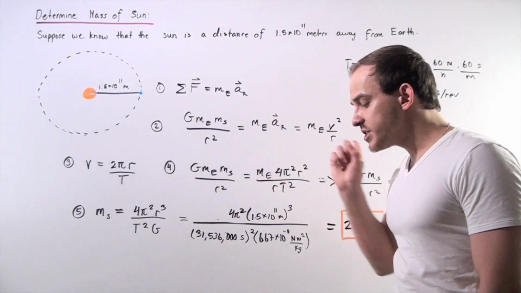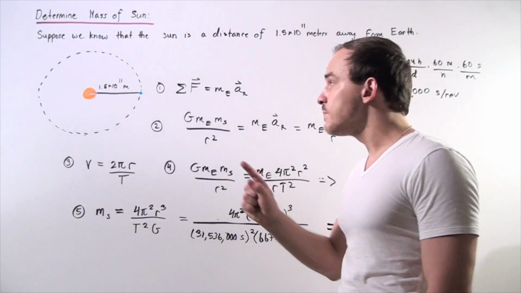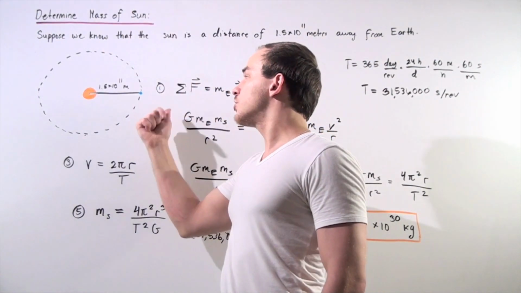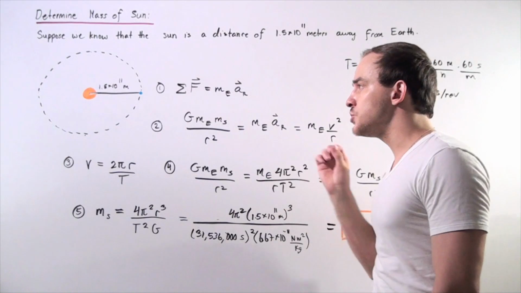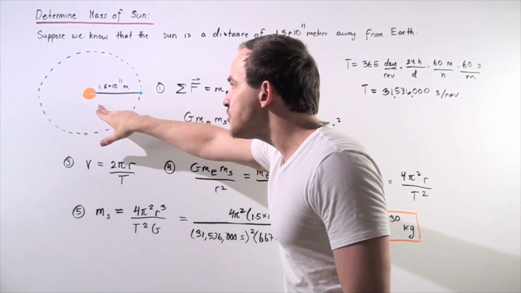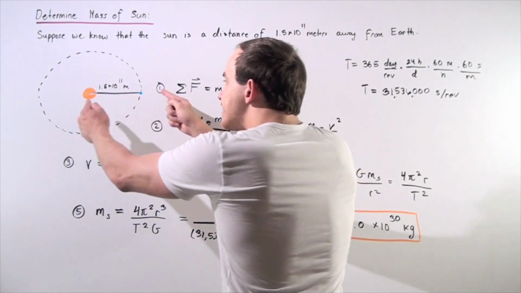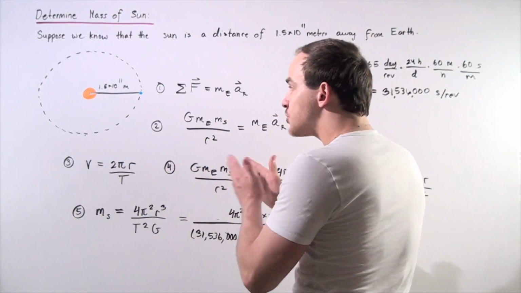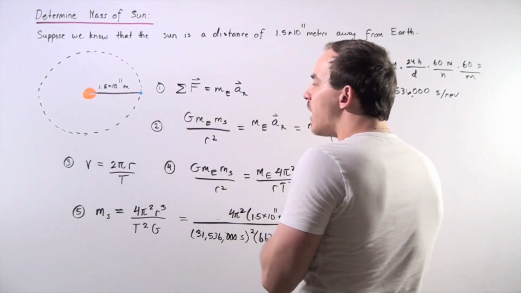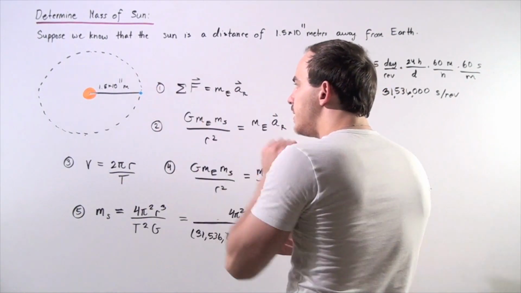So let's make two assumptions. Assumption number one, the orbit of the Earth around the sun is perfectly circular. And assumption number two, our sun is stationary. So our radius of the orbit, or the distance from the center of masses of our two objects, is 1.5 times 10 to the 11 meters.